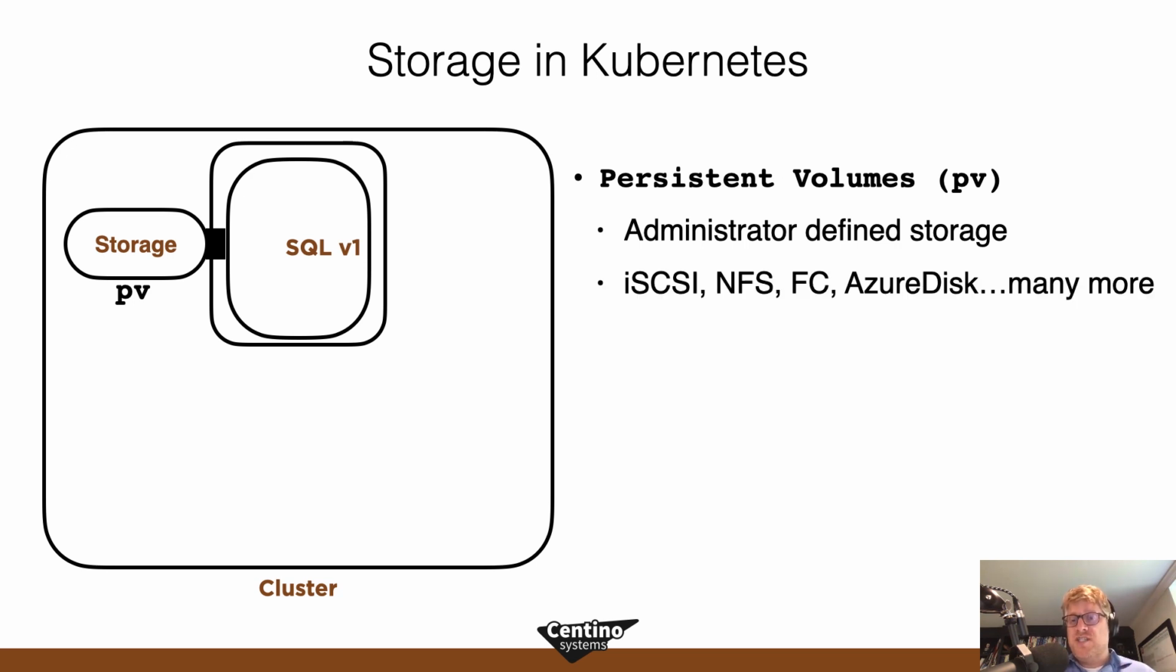The types of storage that we have available to us, here's a short list of those. We have iSCSI, NFS, Fiber Channel, Azure Disk, and many, many more based on your cloud provider and other different types of storage. Now, one thing I do want to call out is that storage is rapidly changing right now.